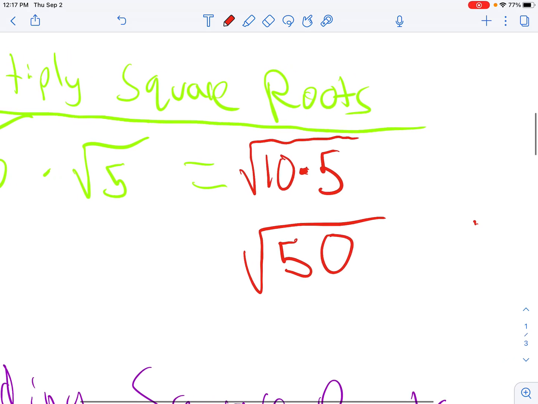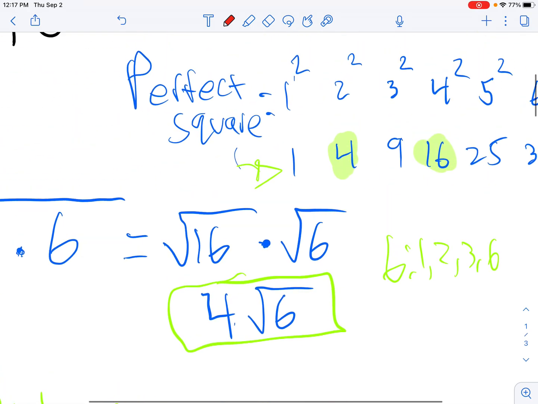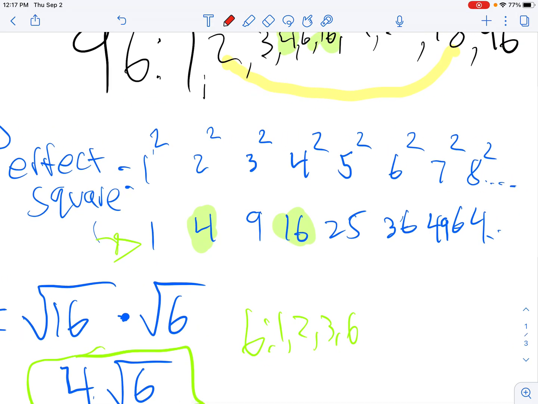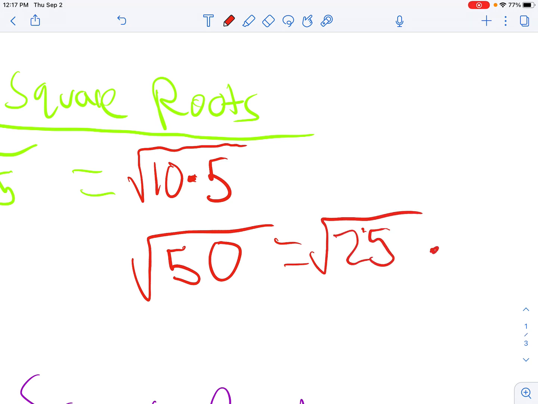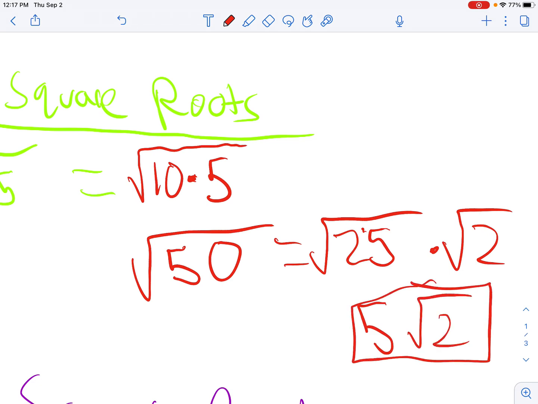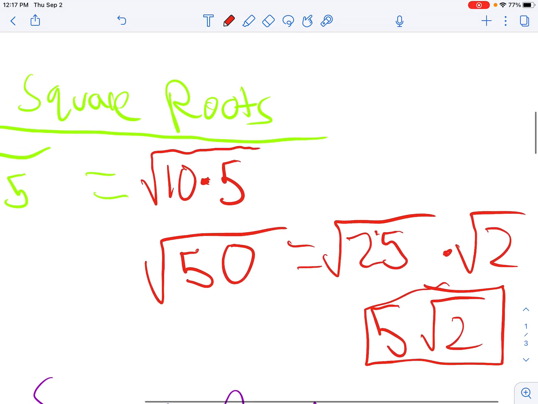Now let's think. Are there any perfect square numbers that multiply to get 50? And there are, in fact. It is 25. So I'm going to rewrite this as the square root of 25 times the square root of 2. What number multiplied by itself equals 25? That's just 5. And I'm left with 5 square root 2. You can't simplify the square root of 2 any further.